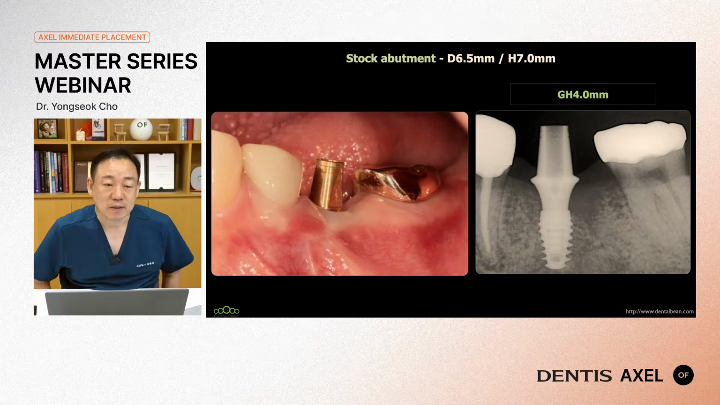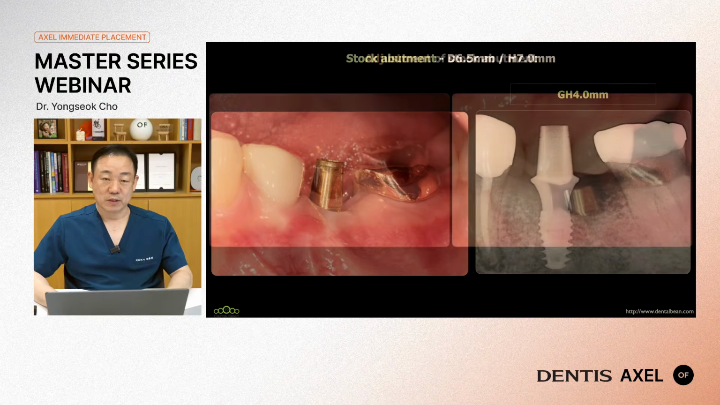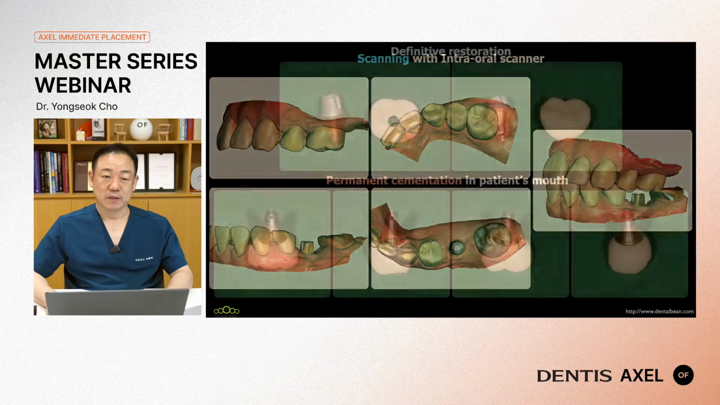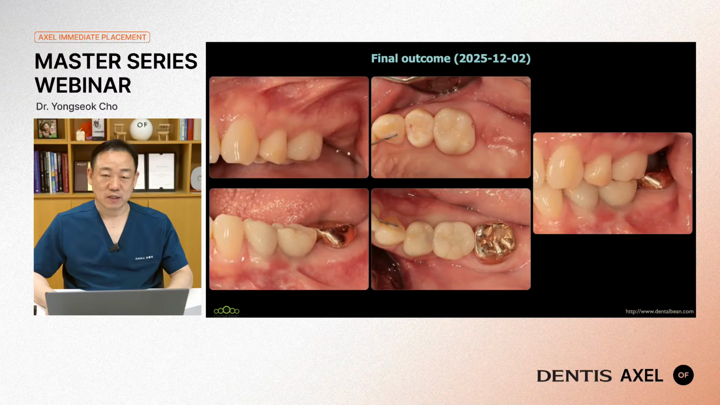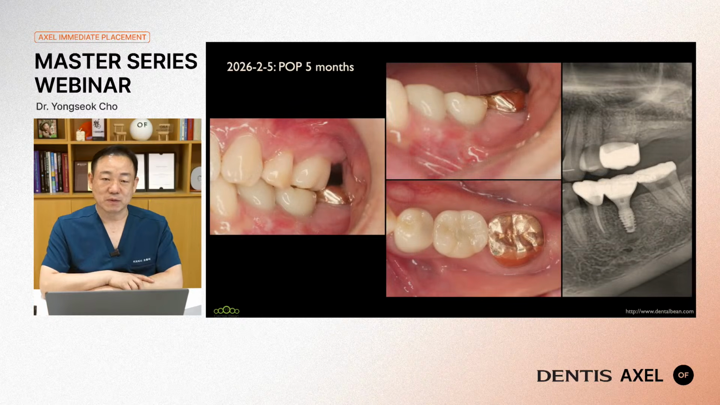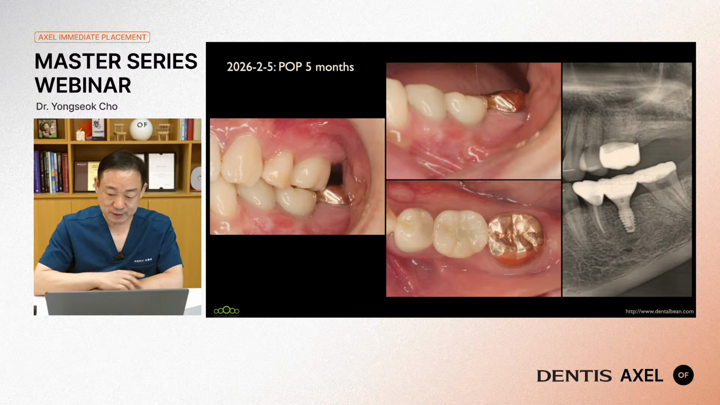Again, Dr. Kim continued the prosthetic process with a stock abutment, and here scanning and the final restoration delivered to the patient. Okay, this is a radiograph image, and here 5 months after the operation. Nice bone, nice soft tissue condition, and the panoramic image looks not bad.